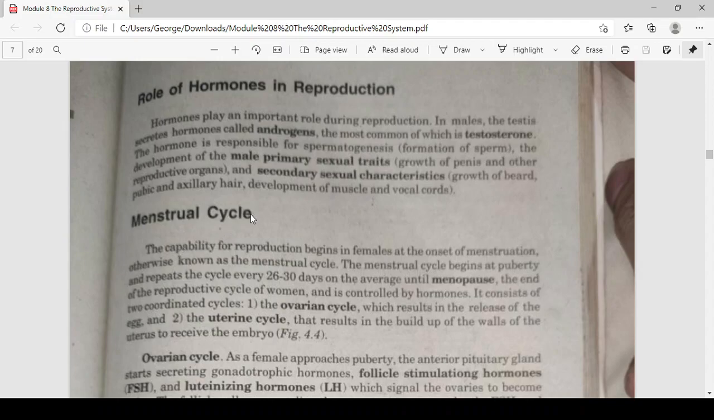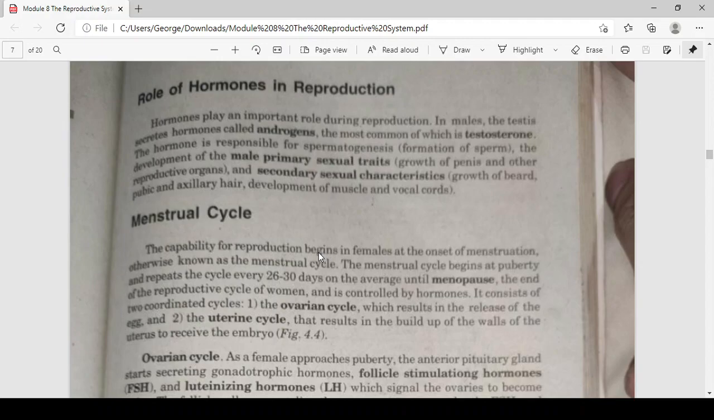The menstrual cycle begins at puberty and repeats every 26 to 30 days on average until menopause. So kids, this only applies if you are a regular female. But if you have irregular periods, kids, the basis is different. Regular schedules are only 26 to 30 days before the next one arrives, until you reach menopause. Menopause occurs differently in different individuals.